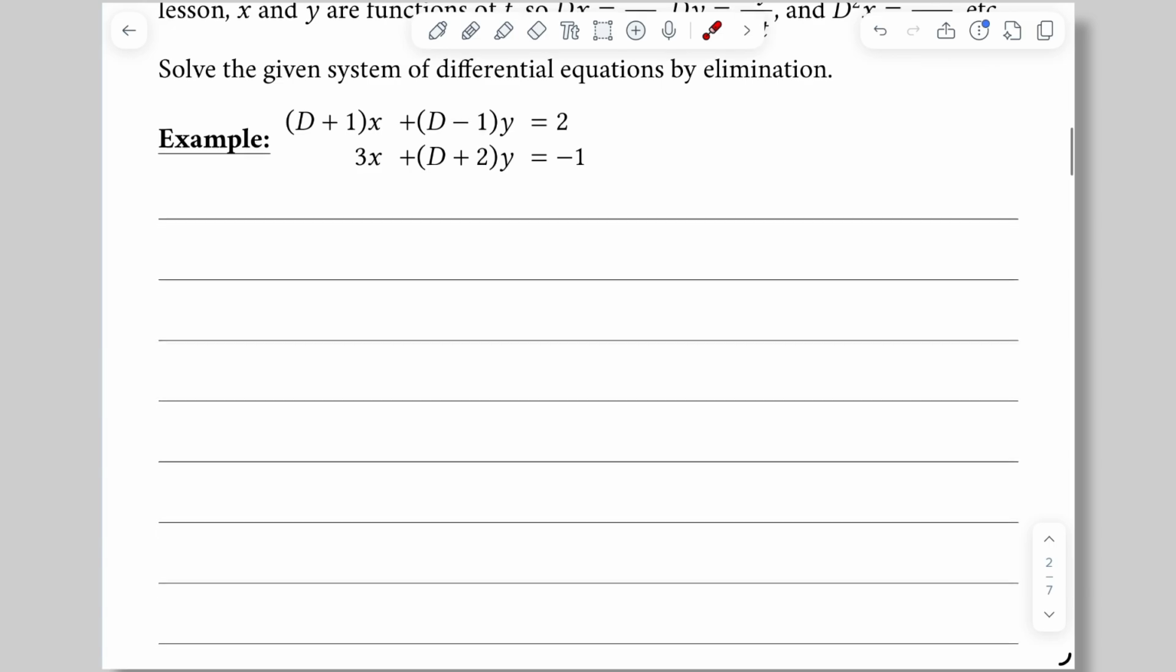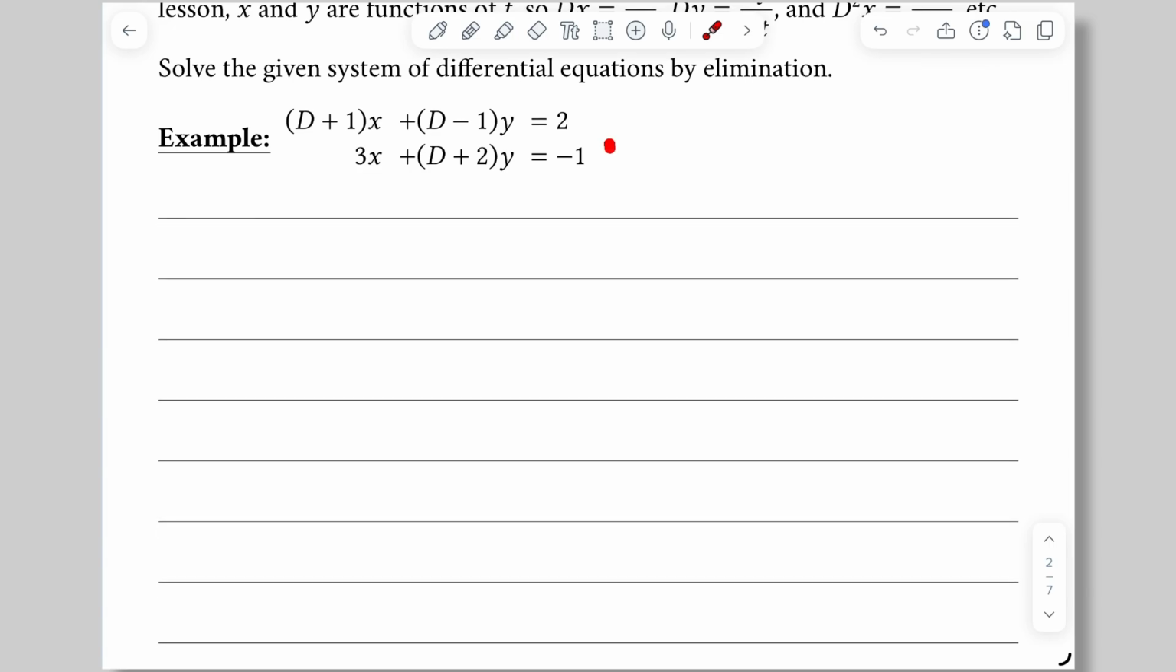Here we have a system of differential equations. It's two equations and two unknown functions, x and y. The equations are (D + 1) acting on x plus (D - 1) acting on y equals 2, and 3x plus (D + 2) acting on y is equal to -1. Just to remind you what the differential operator means, this first equation, (D + 1) acting on x, actually means x' + x. And then (D - 1) acting on y means y' - y. 2 is on the right-hand side. And remember, these derivatives are with respect to t.